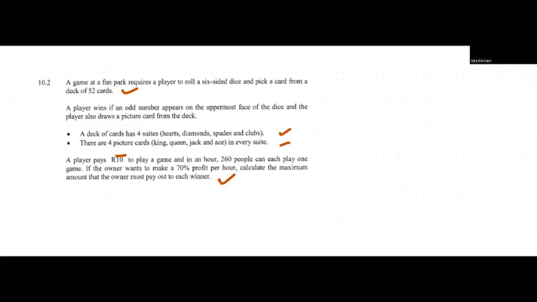So the final goal is to find the maximum payout per winner. But to determine that, we have to find the total money available for payouts. Firstly, we have to find the total income and profit. If we know the total income, then we can say how much the owner pays to the winners.